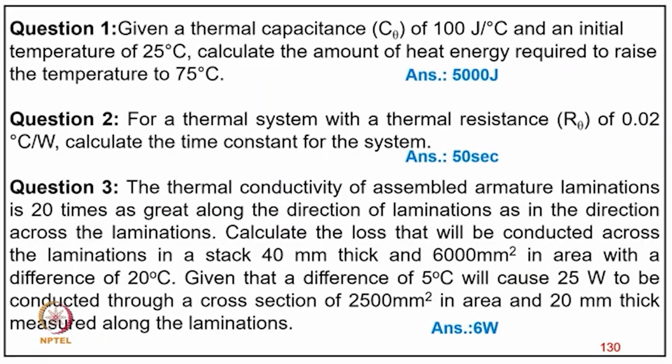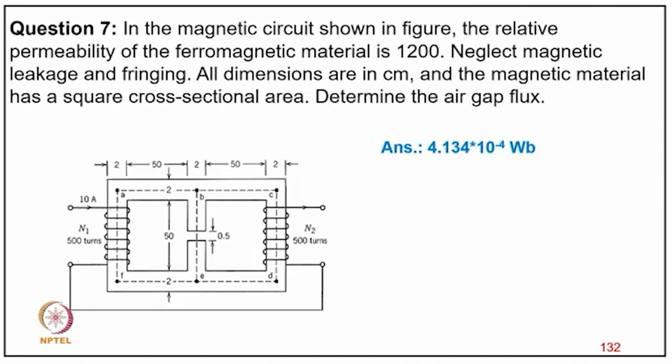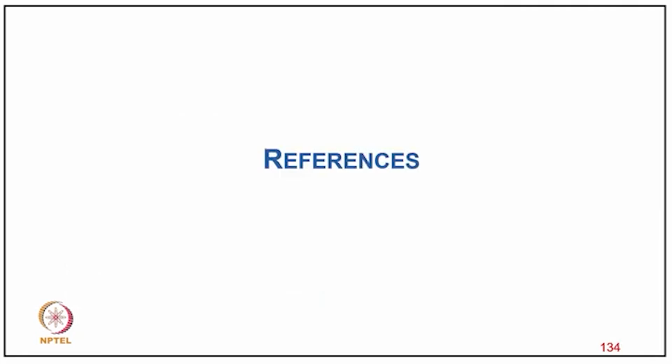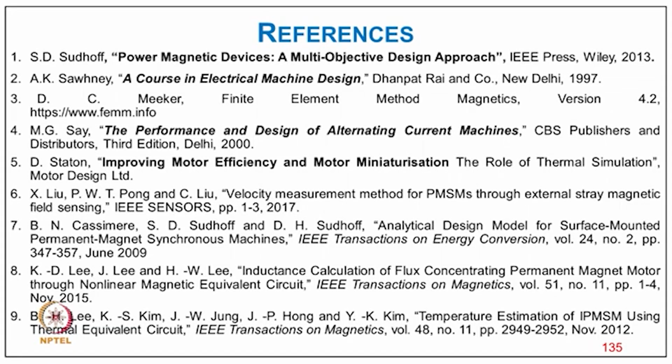Then we have unsolved problems, questions 1, 2, 3, and similarly questions 7 and 8, which one can solve. These are the typical references for the material we have covered: the book Electrical Machine Design, Magnetic Devices and Objective Function Approach, IITs 2013, and other books also.